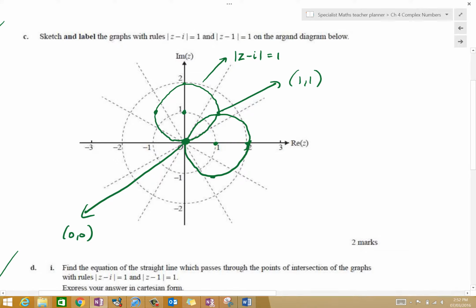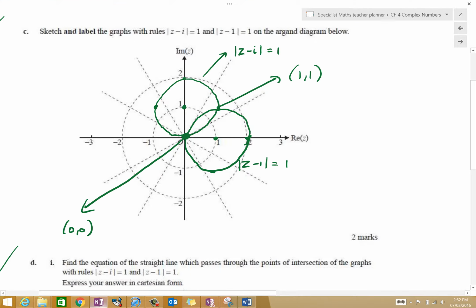Okay, so this one here is |z − 1| = 1. So essentially you're just drawing 2 circles. Be careful though, if you draw your circle out of whack, you'll lose your mark. If it's not quite obvious that they intersect at 0, 0 and 1, 1, then you might lose a mark there. Okay.